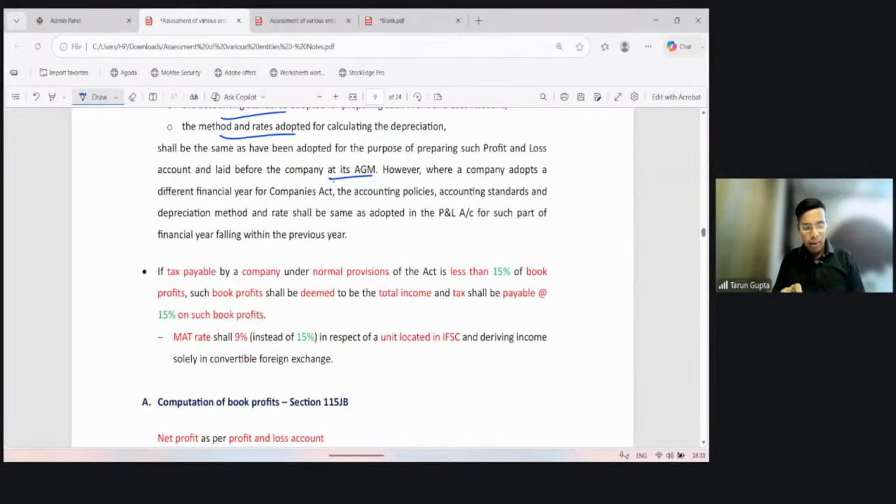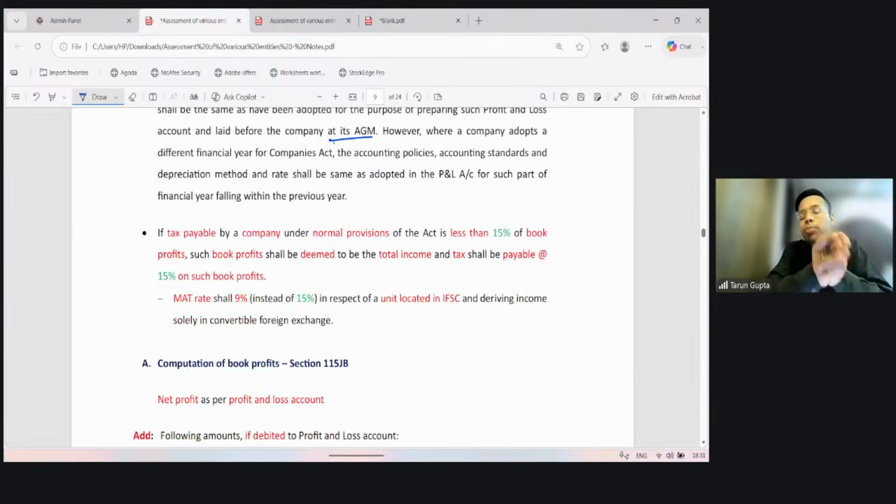So what it says is, if the normal tax payable by the company is less than 15% of the book profit, then the book profit shall be deemed to be the total income of the company, and the tax on such book profit shall be 15%. However, in respect of a unit located in IFSC and deriving income in foreign convertible exchange, the MAT rate applicable to such unit is 9% instead of 15%.